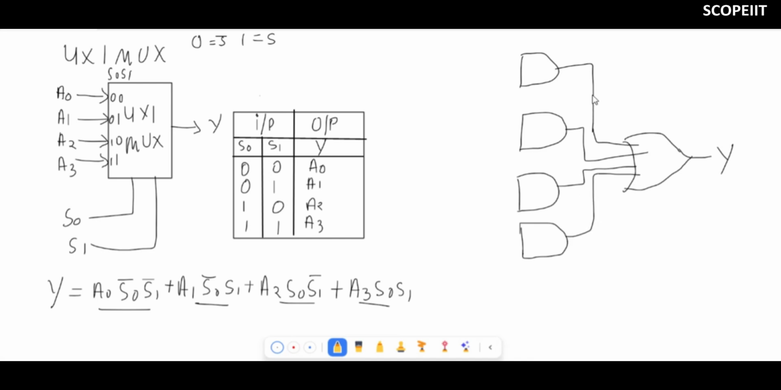Okay, now what inputs will go to the AND gates? To the first AND gate A0, S0 as well. Okay, so first, how to make it easy? First you write it here, A0. In the second AND gate A1 will go, third AND gate A2, and the fourth AND gate we will have A3. Okay, and here connect directly: A0, A1, again I'll connect A0, A1, A2 and A3. First we'll connect this.